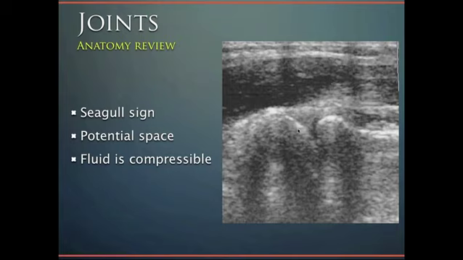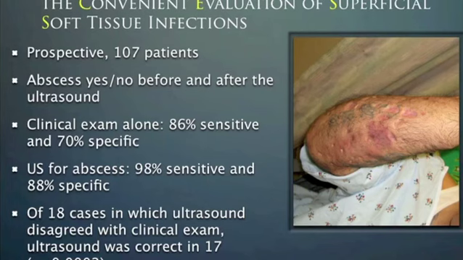So this would be the articular surface of these bones here, and in between these two articular surfaces is a joint space. In this case, the patient does not have any fluid in the joint space. Should they have fluid in the joint space, it's easy to compress that area to demonstrate it.